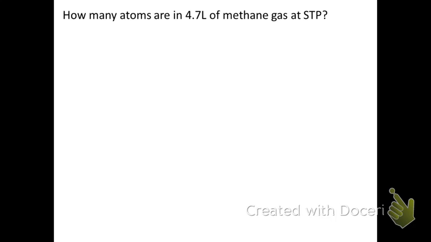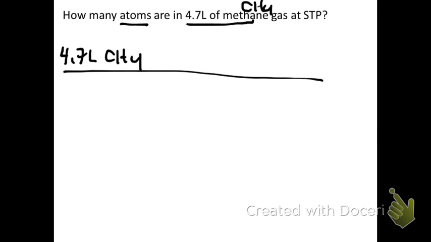So, in an example problem like this, how many atoms are in 4.7 liters of methane gas at STP? Start with your given, go to what you need. 4.7 liters of methane. Now you do have to know what methane is. I expect every one of you to know that methane is CH4. 4.7 liters of methane. First, get to the mole. It's at the heart of everything. Since it's at STP, I can use 22.4 liters.